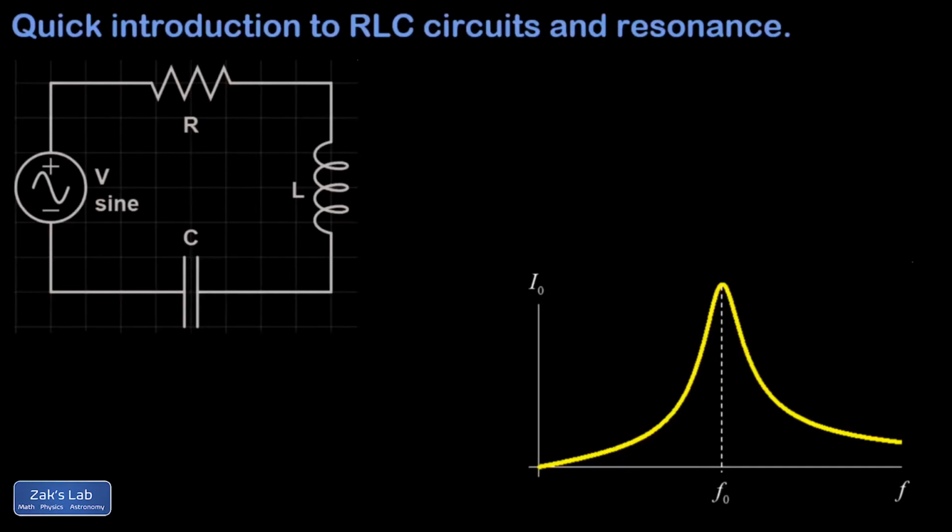In this video, we briefly introduced the series RLC circuit, capacitive reactance, inductive reactance, impedance, and resonance. So this is the series RLC circuit with a sinusoidal voltage of sine omega t applied across it. And I see my resistor, inductor, and capacitor in series.